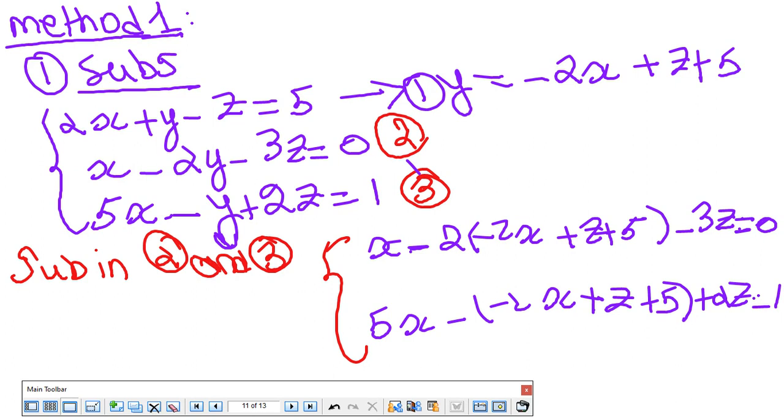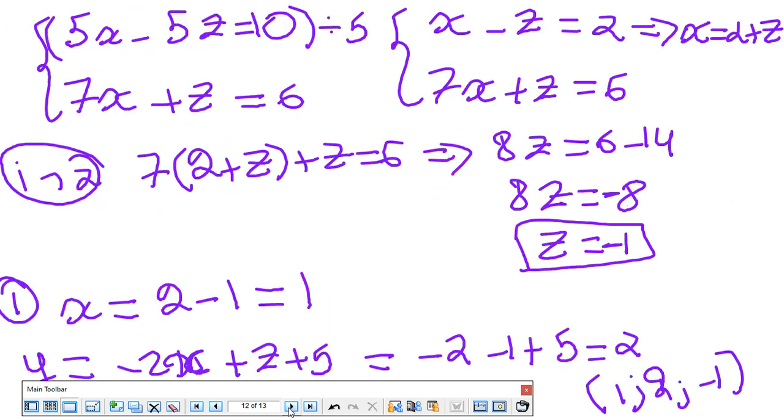So I took here the first equation, y is equal to minus 2x plus z plus 5, and then I will replace y in the second and in the third by minus 2x plus z plus 5, and then I will develop. Here I have x plus 4x minus 2z minus 10 minus 3z is equal to 0, and the second one I will have 5x plus 2x minus z minus 5 plus 2z is equal to 1. I will get the following system. So I have now 5x minus 5z is equal to 10, 7x plus z is equal to 6.